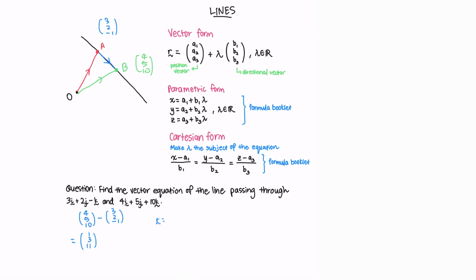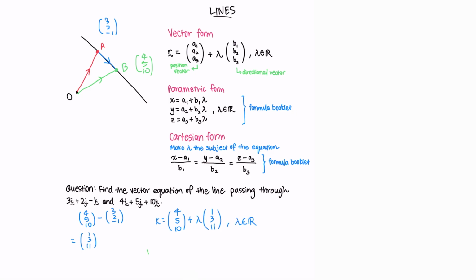So the vector equation of this line is just R equals any one of these position vectors. Again, we can use either one of these. In this case, I'm just going to use (4, 5, 10) because why not? And then plus lambda times the directional vector. In this case, (1, 3, 11) is a possible directional vector.